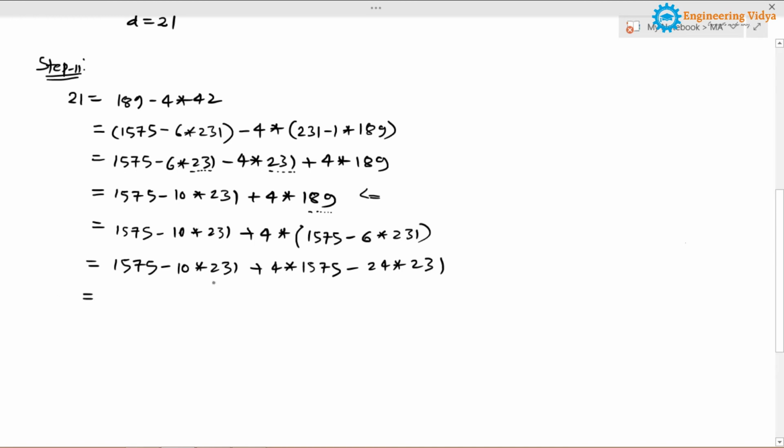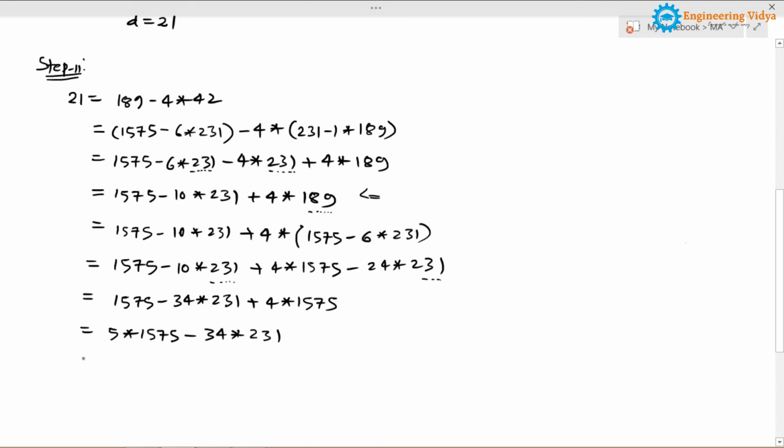Now here we have 231, here also we have 231. So after simplification, here we have 10 and here we have 24. After simplification, 34 is going to come. So here we write 1575 minus 34 into 231. Here we have 4 into 1575, and here we have 1575 too. Here 4 times, here 1 time, 4 plus 1 becomes 5. So 5 into 1575 will come. Then we have 34 into 231.